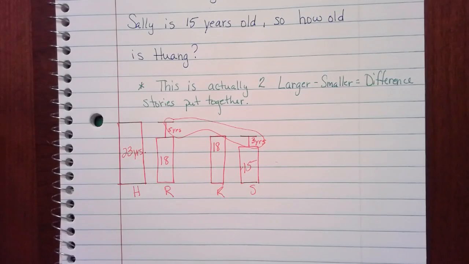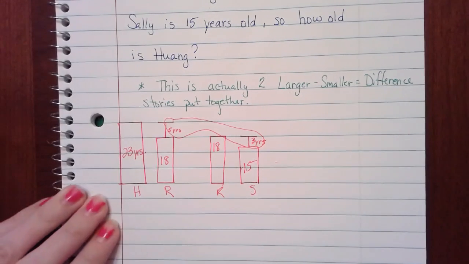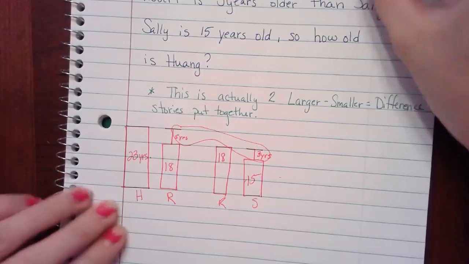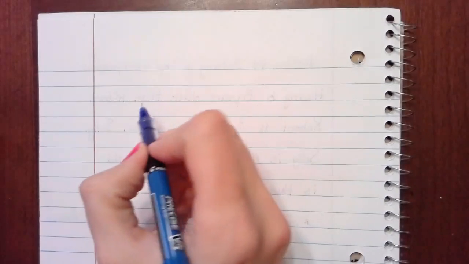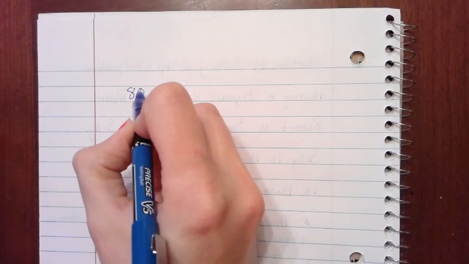So let's try another problem. This problem says the bus could carry 80 students. The 32 students from room 8 and the 29 students from room 12 got on the bus. How many more students can the bus carry? The goal is to find how many more students would fit. So the first step is to find how many students are already on the bus. So we know that the bus can carry 80 students. Okay? We want to know how many are left from that.